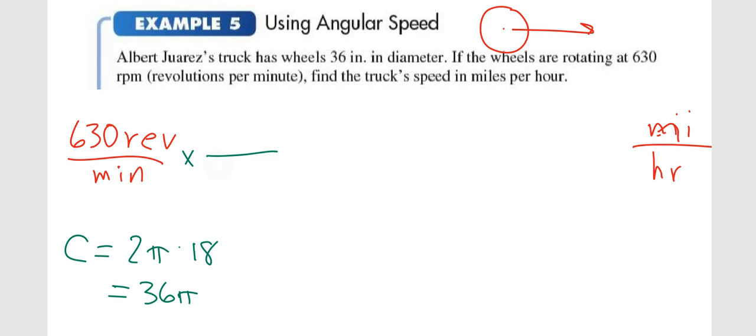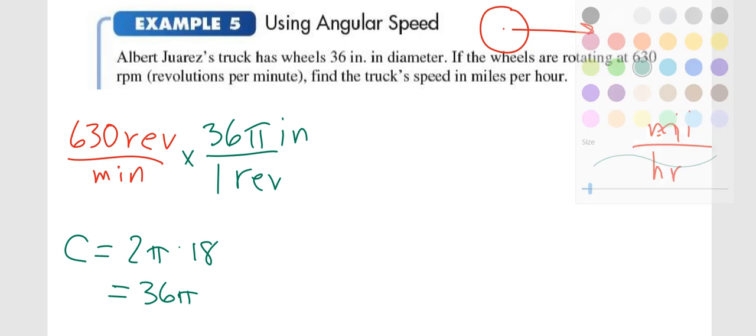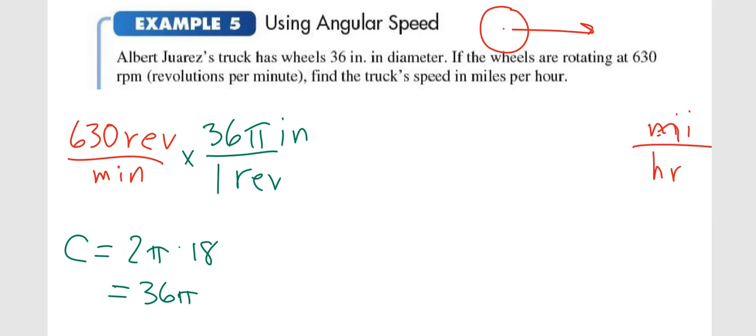So why in the world would I write 1 revolution on the bottom and 36 pi inches on the top? Why wouldn't I reverse it? What am I trying to get rid of? Revolutions, thank you very much. We're still trying to get inches into miles. Let's start out by changing inches, 12 inches in 1 foot.